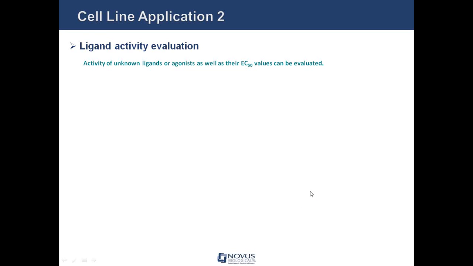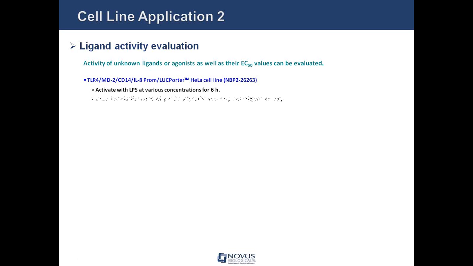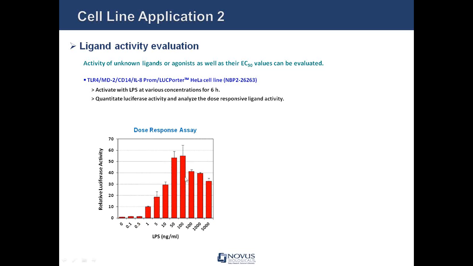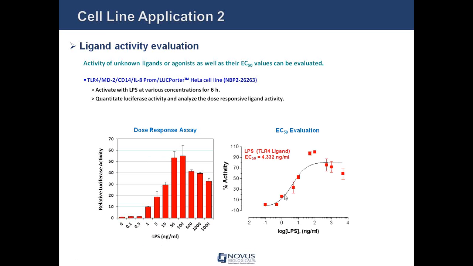If you have a ligand to test, you can use our LUCPorter cell line. For example, activity of unknown ligands or agonists, as well as their EC50 values, can be evaluated. For example, the TLR4-MD2-CD14 IL-8 promoter LUCPorter cell line was activated with LPS at various concentrations of ligand for 6 hours. And you can analyze those response assays with increasing amounts of ligands. And you can also evaluate EC50.